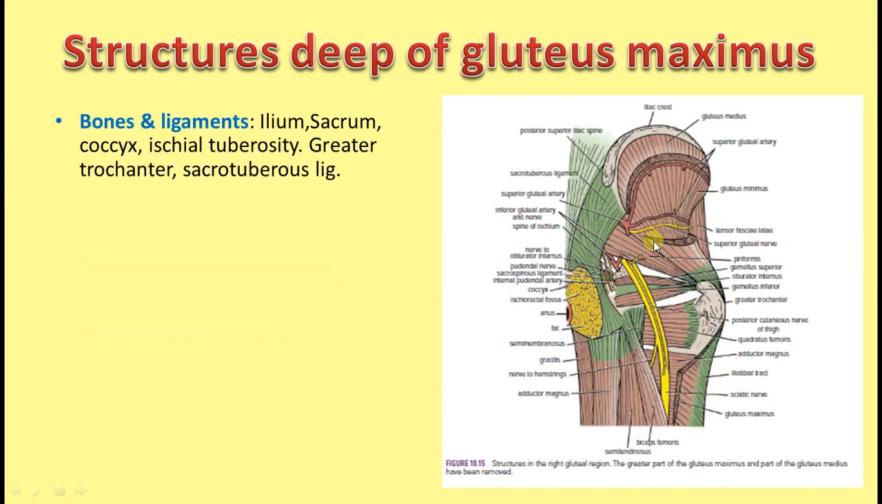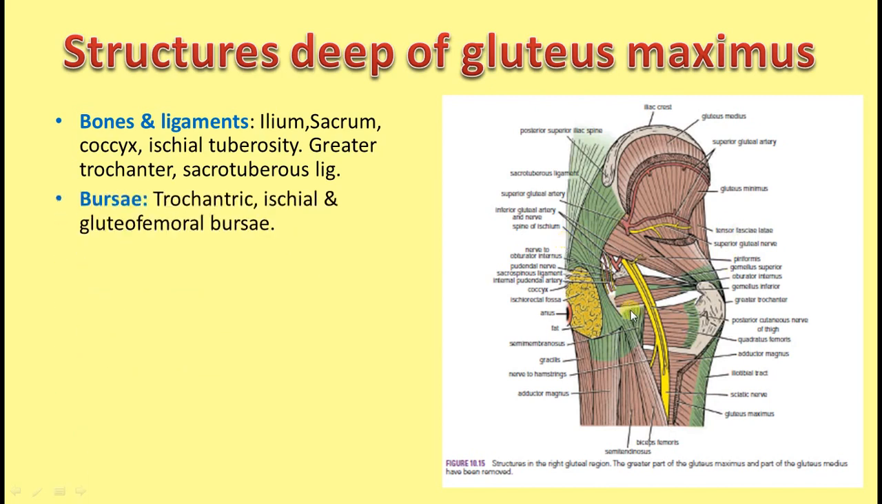bursa. So first, more deeper, you come to the deeper structures, the bones and the ligaments. We all know that dorsal surface of ilium, sacrum, coccyx, ischial tuberosity. Then it covers the greater trochanter and sacrotuberous ligament. So that is the greater trochanter, sacrotuberous ligament, ischial tuberosity, dorsal surface of the ilium, then sacrum and coccyx. Okay.